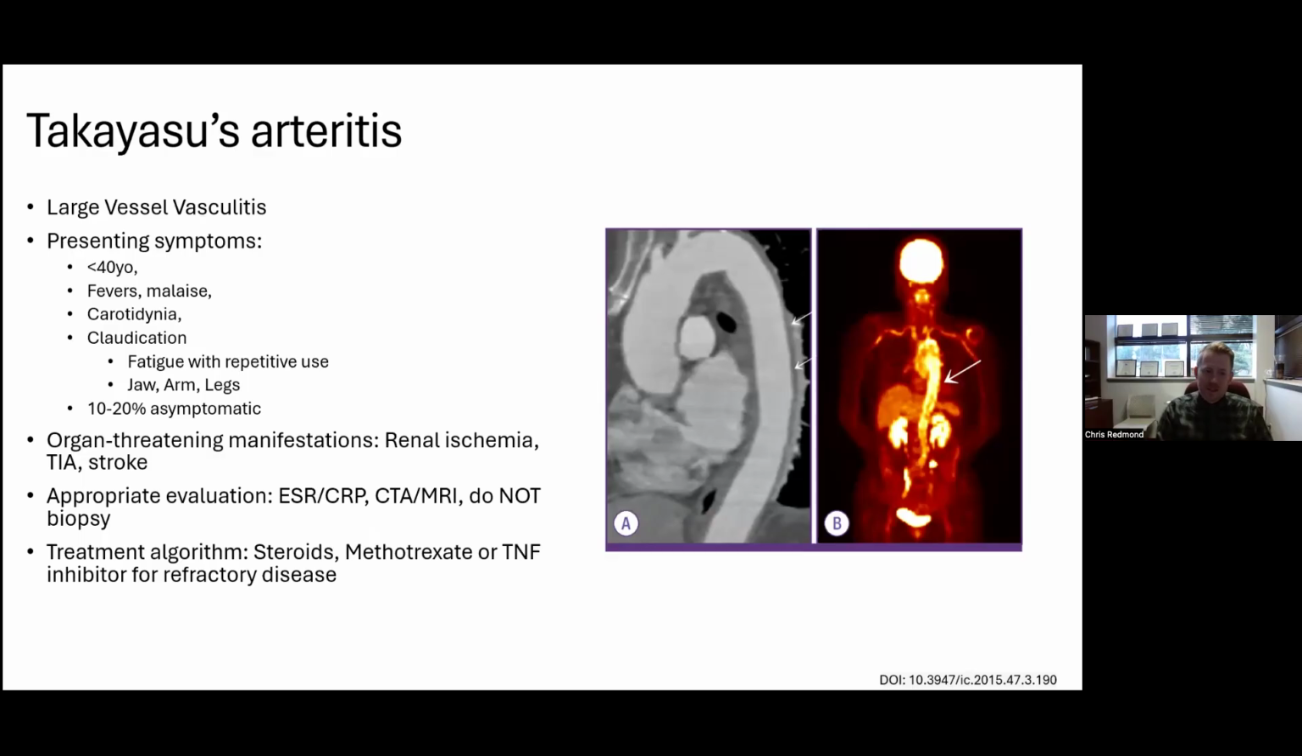This is a tough one to diagnose because it's very non-specific symptoms. People just have fevers, malaise, some neck pain. They can have claudication symptoms, which can be very difficult for patients to describe and for providers to pick up on, even rheumatologists.